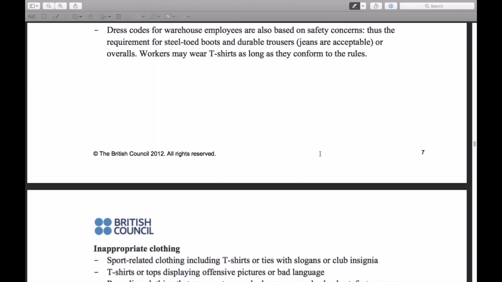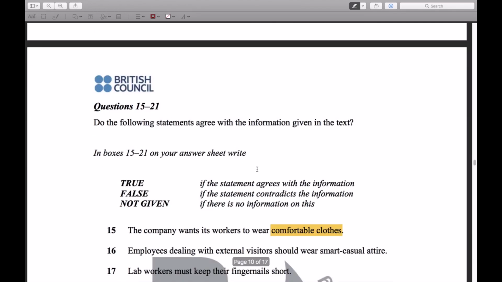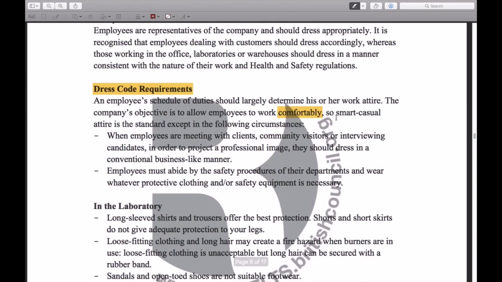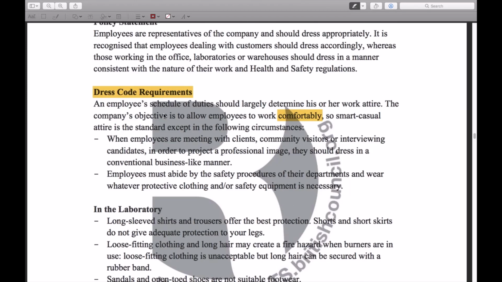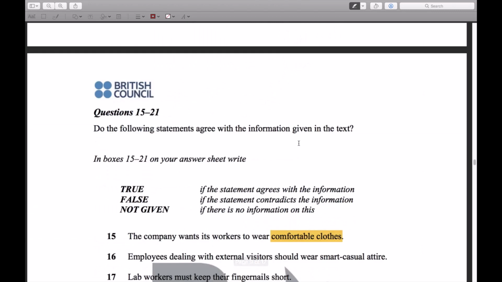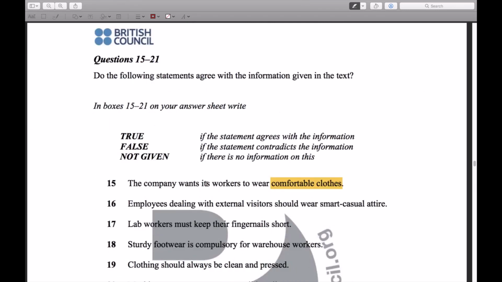Okay, what was the question? Company wants its workers to wear comfortable clothes. True, because it says that the company's objective is to allow employees to work comfortably. That is the objective. So the company wants its workers to wear comfortable clothes. That's the first one. We got true here.